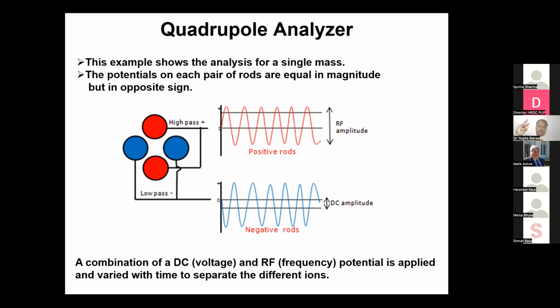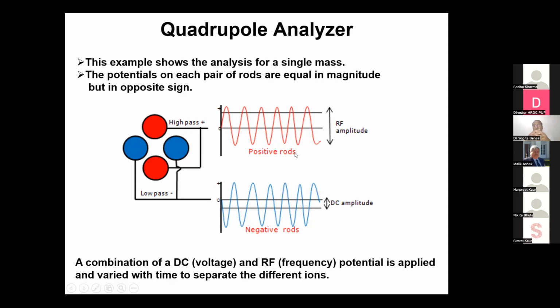The 4 poles are arranged in such a way that the opposite poles are maintained at the same potential, the same polarity. For example, these are 2 opposite ones, having the same polarity, and this is the other opposite pair, also having the same polarity. So these two are maintained at, let's say, DC potential, and the other two are maintained at alternating potential, alternating current. So a DC and RF frequency are both applied, alternating and direct.